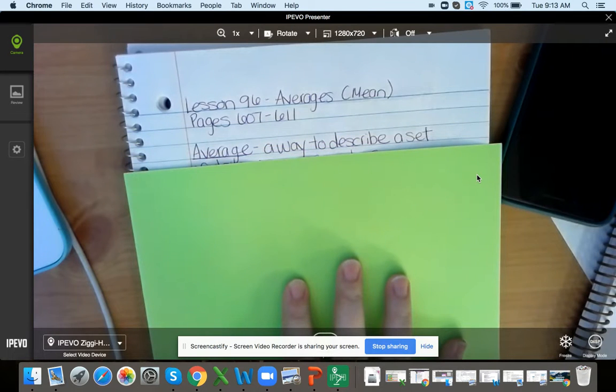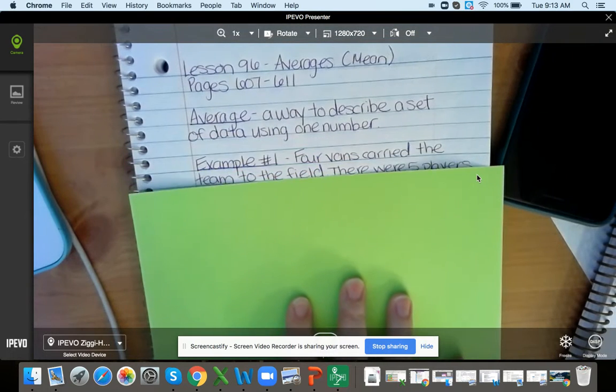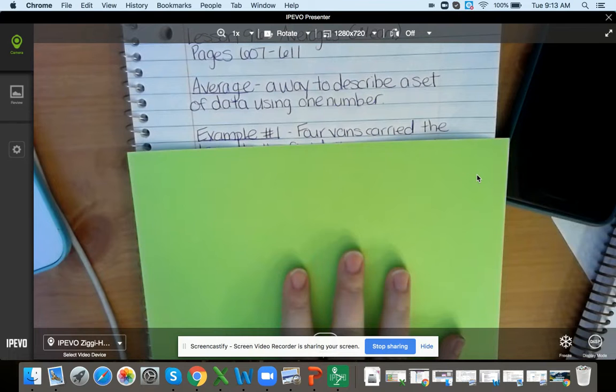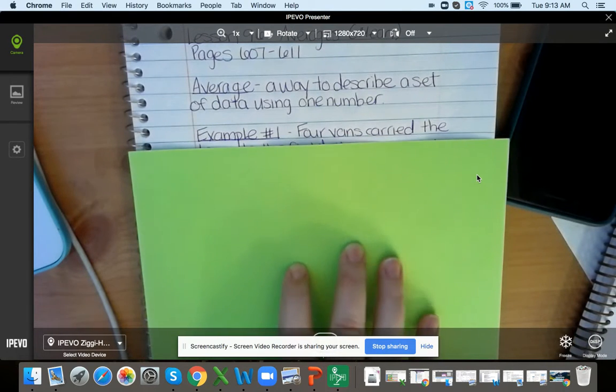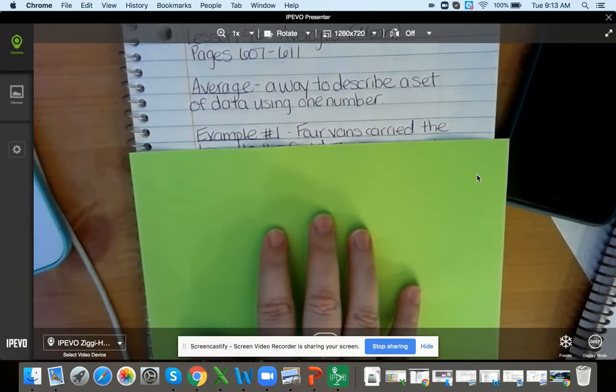So for lesson 96, I am going to be working on pages 607 through 611. And I'm going to give you the definition of average. An average is a way to describe a set of data using one number. So you have example one in your textbook. If you wanted to follow along, you can look at those questions. I'm just going right from the textbook. You can copy down these notes as well. You don't necessarily need to copy down the example problems, but it would be a good idea for you just to follow along in your textbook.